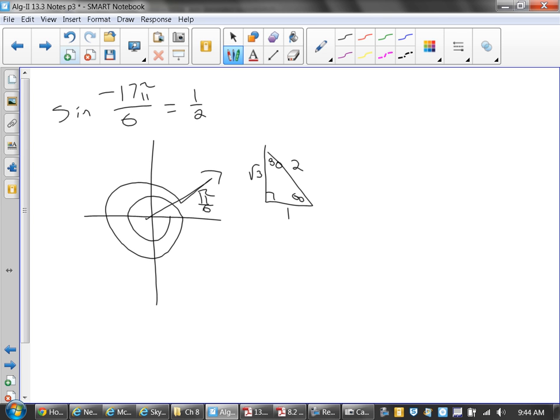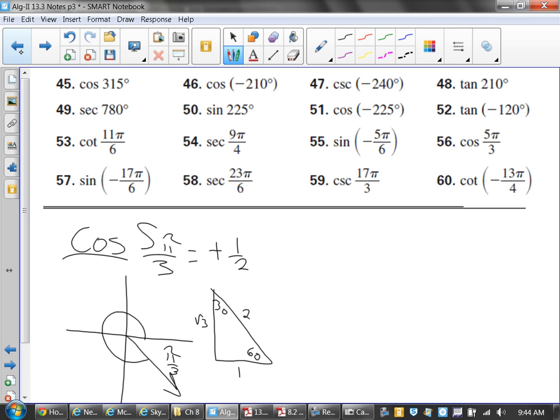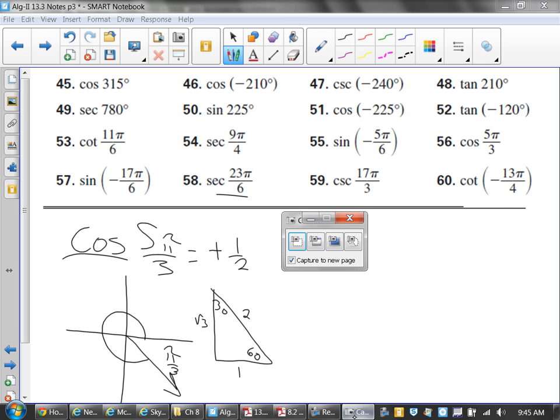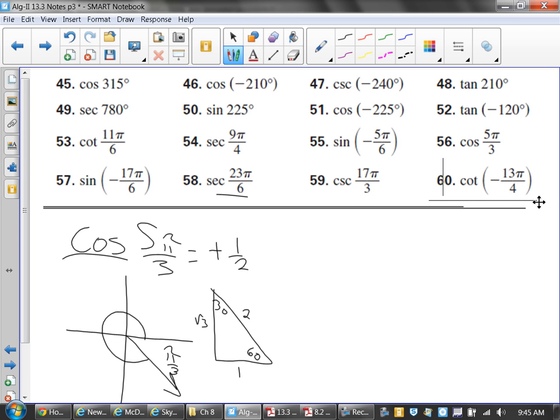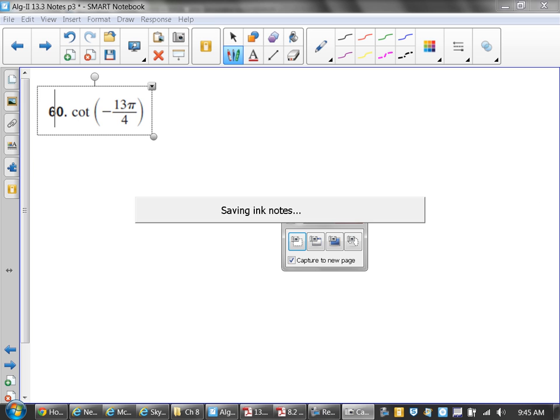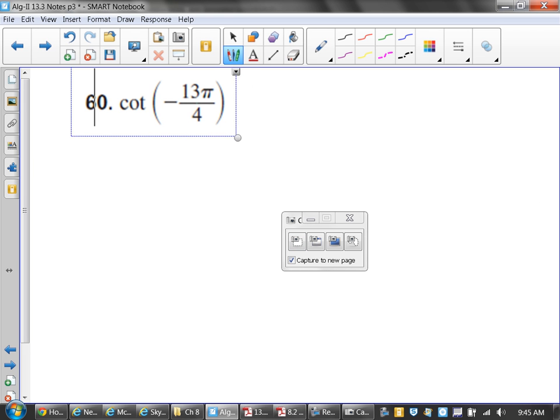Can we do some tangent ones? Was there any tangent in that stuff? I don't remember if there was a tangent in there. There's a cotangent in there. Are we okay with secant of 23 pi over 6? Yes. Okay. Cosecant 17 pi over 3. Yeah. All right, let's look at the cotangent then. The answer. Yeah, I got one. All right. 13 pi over 4.